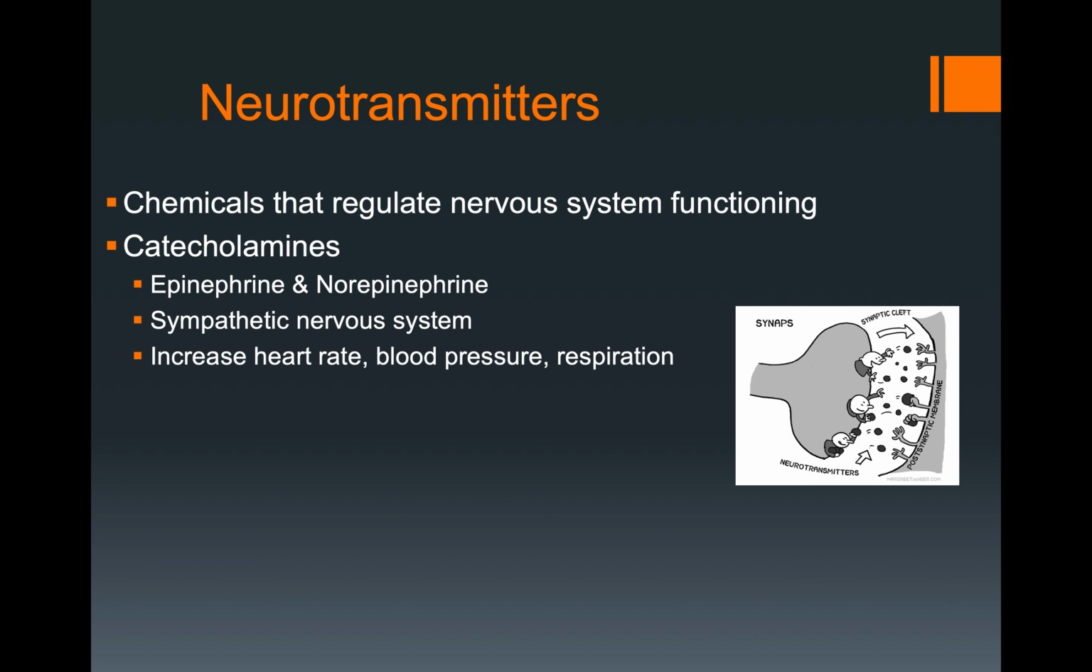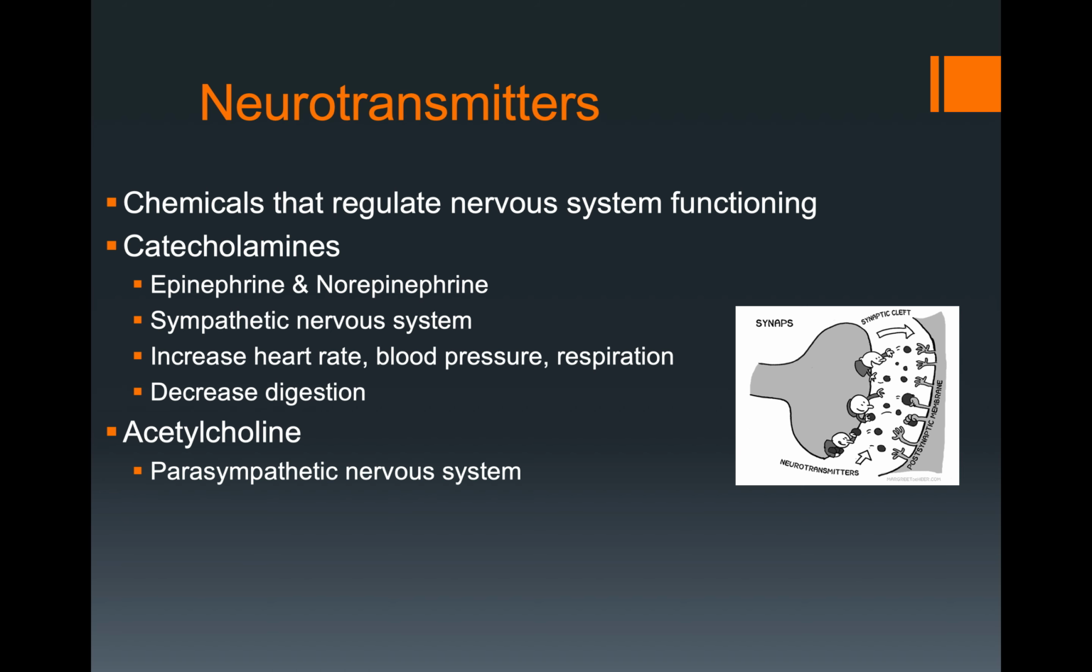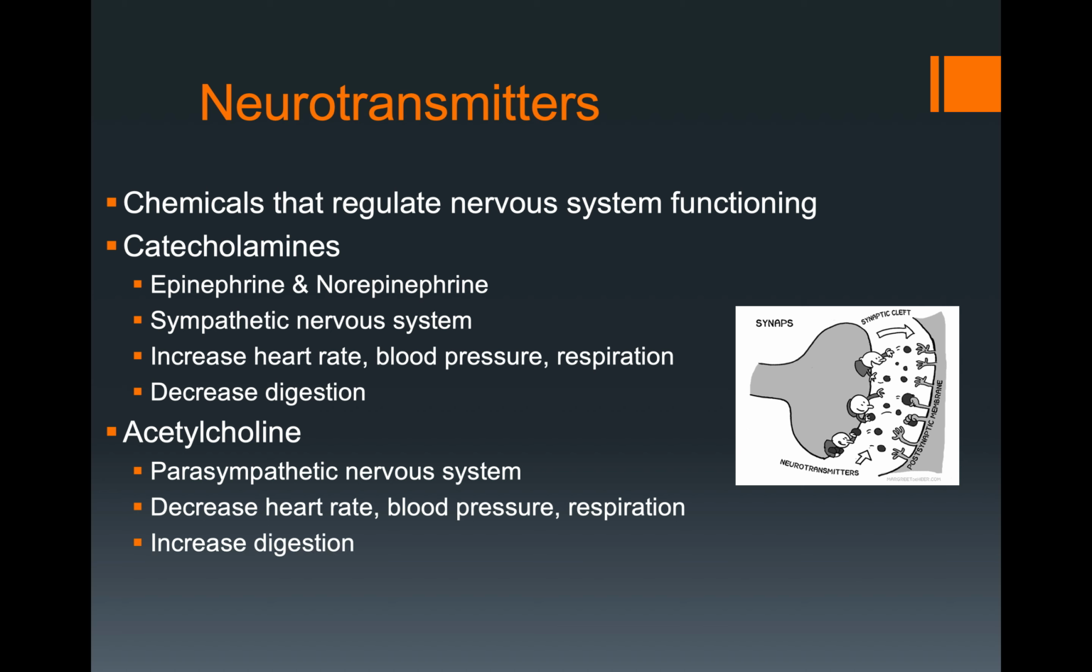So they have effects like increasing heart rate, blood pressure, respiration, perspiration. They also decrease the rate of digestion. So these are things that you associate with psychological stress. Acetylcholine is a different neurotransmitter that's involved in the parasympathetic nervous system. And so some of its effects are going to be to decrease heart rate, blood pressure, and respiration, and to increase digestion.